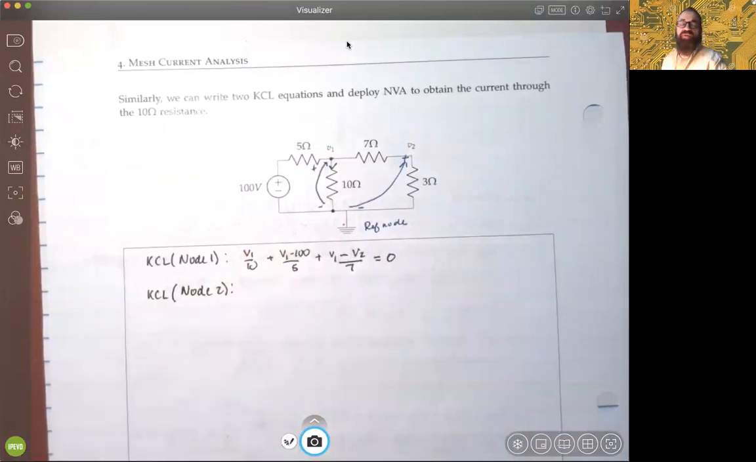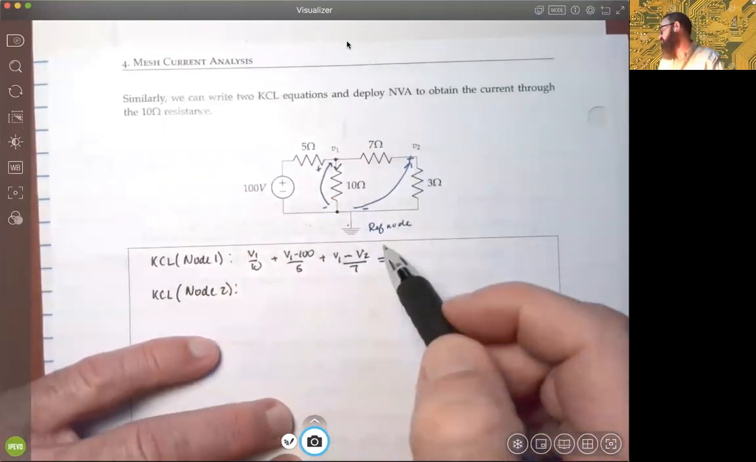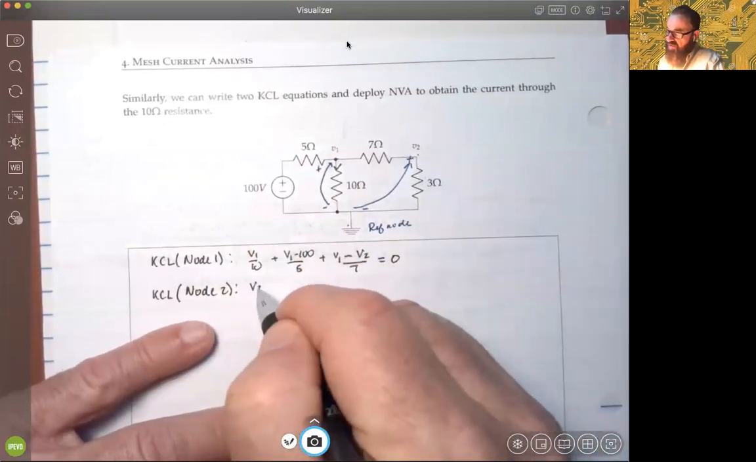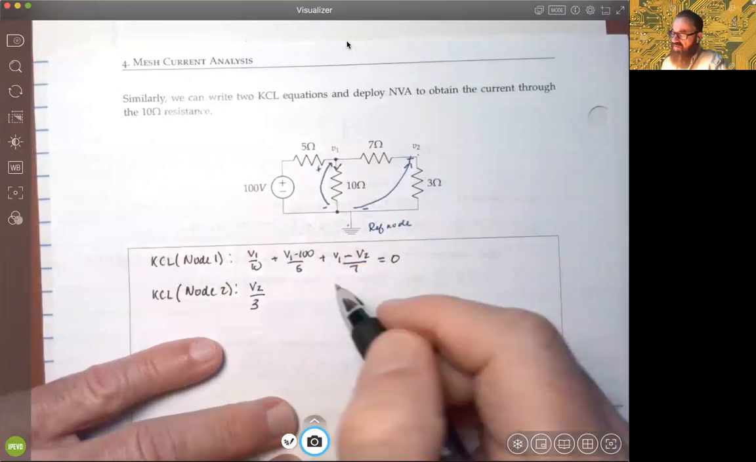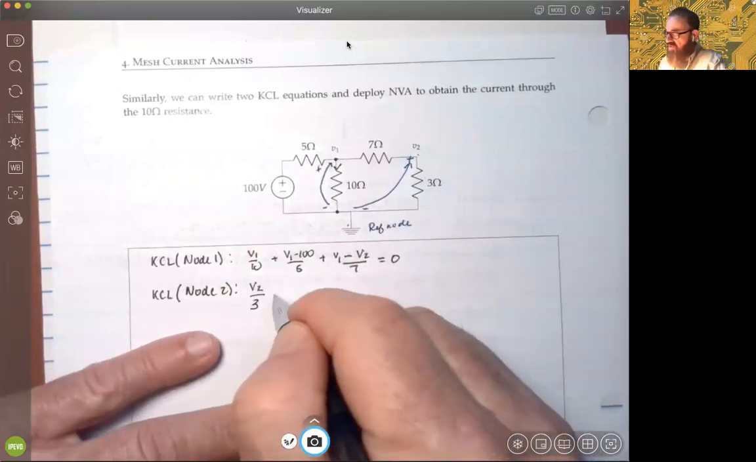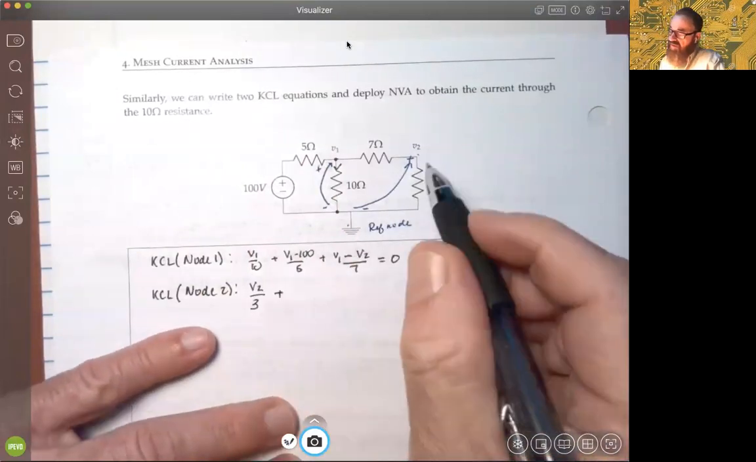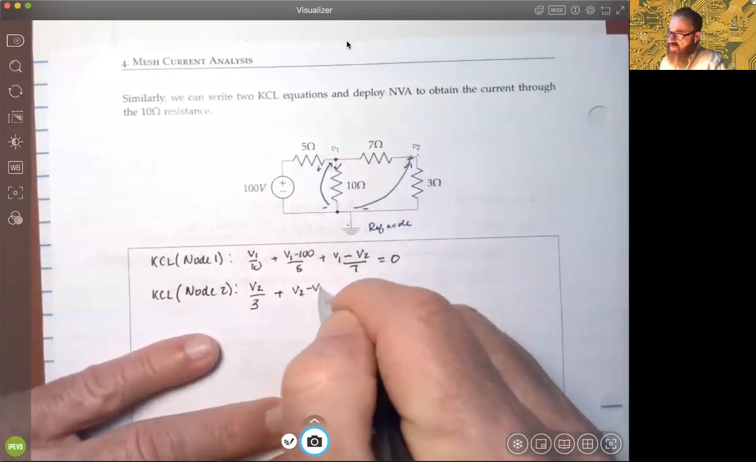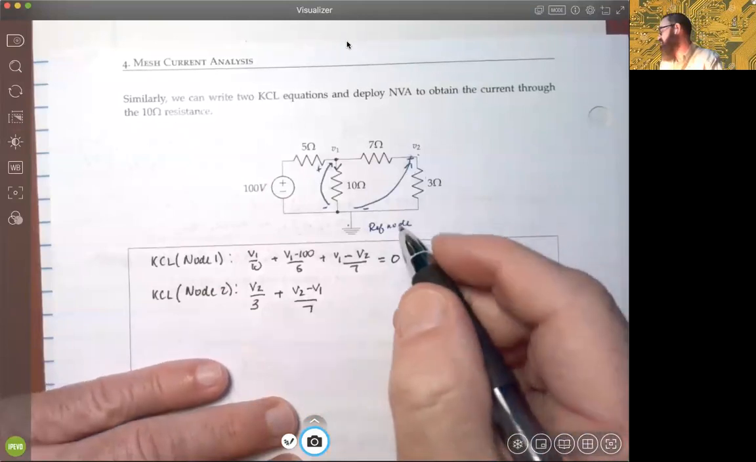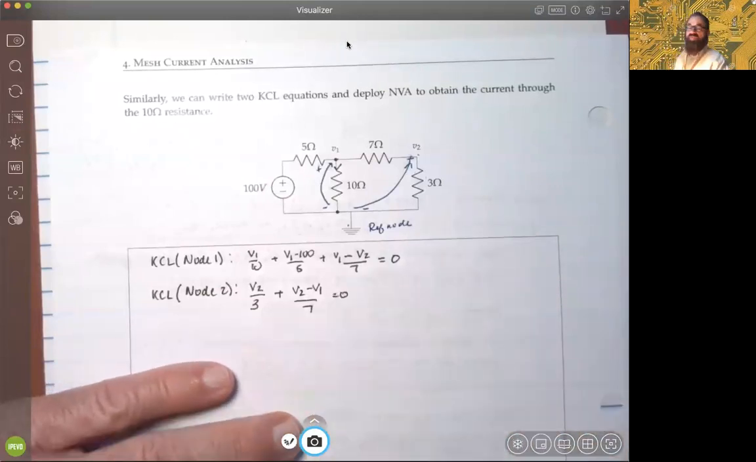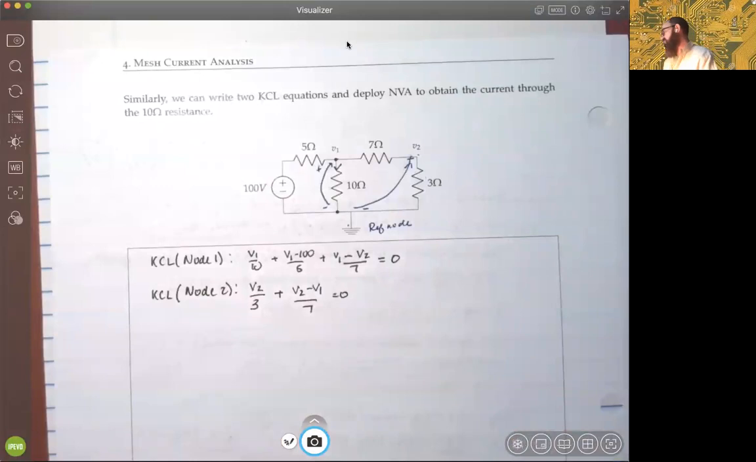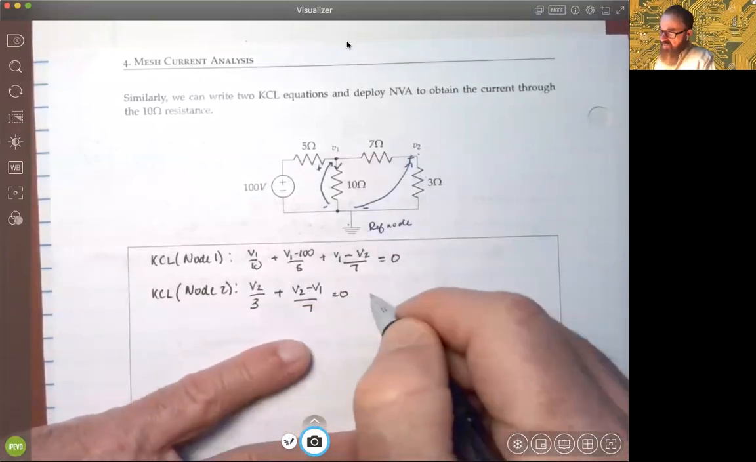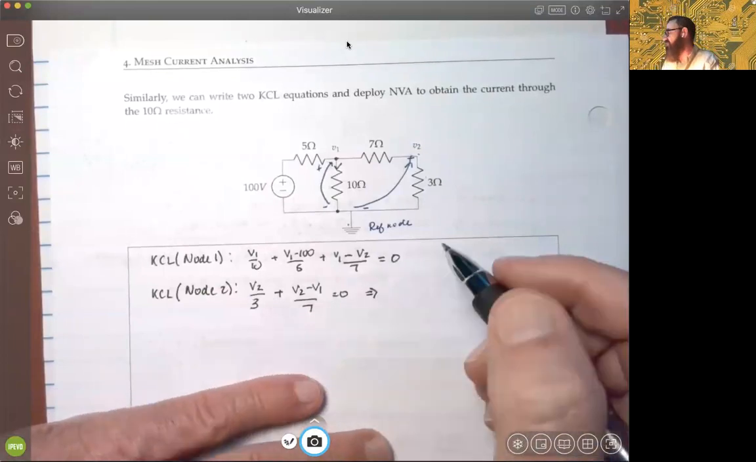Okay. What about node 2 over here? Again, start from the node, go to the ground. That means you would have V2 minus 0 over 3, or V2 over 3, which is the same. Plus just one other case: V2 goes to V1, so plus V2 minus V1 over the 7 ohm resistance, and that has to be equal to 0.